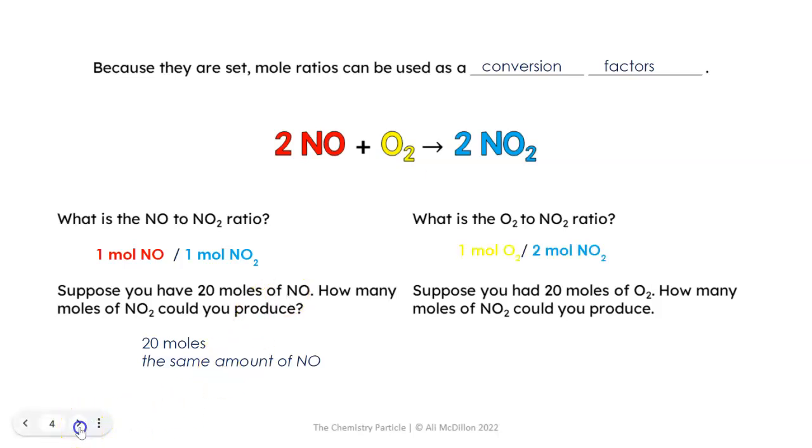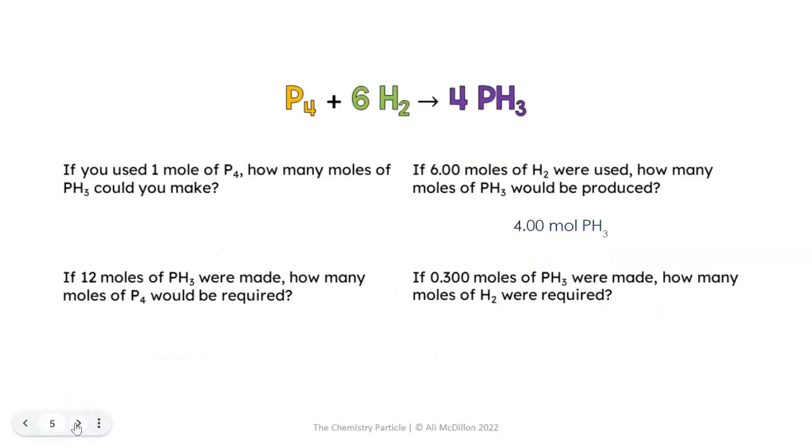So our next question says, suppose you had 20 moles of O2. How many moles of NO2 could you produce? Well, it would be double the amount, okay? Because for every 1 mole of O2 you would have 2 moles of the NO2. So 20 times 2 is going to give us 40. So for every 20 moles of oxygen gas, we're going to have 40 moles of NO2. Okay? So again, just a fractional problem relating our moles to each other.